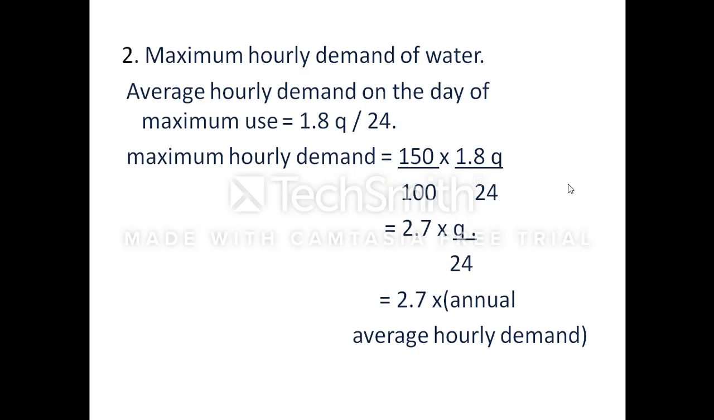Now the maximum hourly demand of water. The average hourly demand on the day of maximum use is equal to maximum daily demand divided by 24. And now what is the maximum daily demand? As you know, it's 1.8 Q. The maximum hourly demand is 150% of average hourly demand. That is 150 by 100 into 1.8 Q divided by 24. It comes out to be equal to 2.7 into Q by 24. Now what is Q by 24? It's the annual average hourly demand.